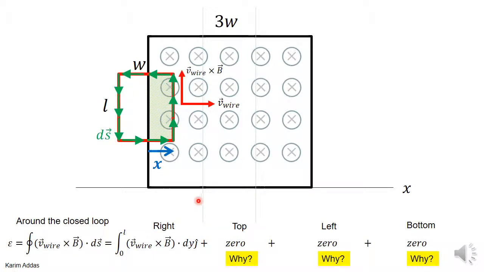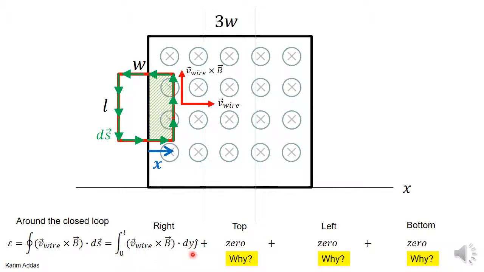So the only thing you need to do is to integrate from 0 to L V wire cross B dot ds. Remember, in general, you put ds to be an element of length. It's always dx i plus dy j plus dz k. In this case, we're only integrating in the y direction, so you only have dy j. And then you let the limits of the integration determine the sign.